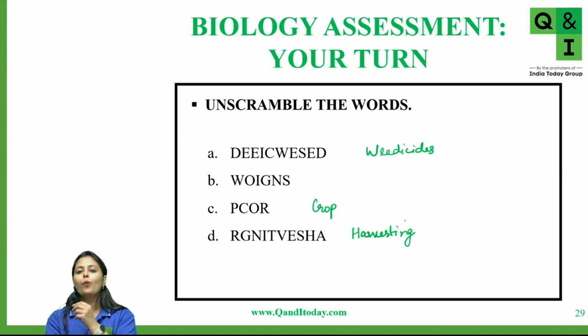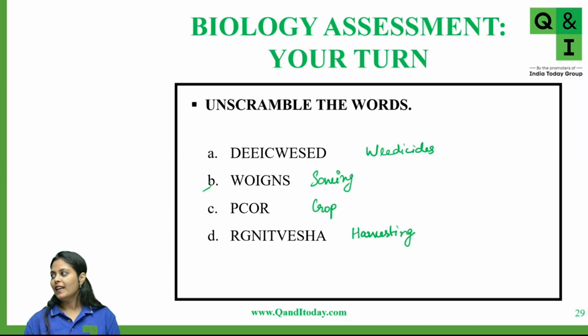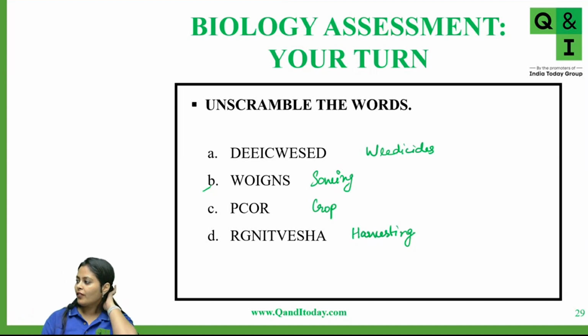And option number B. What's that? Very good, Anika. Very good, Venpa. Isabel. Very good. Very good, Chaitra. Chaitra has given the correct answer. Sowing. Yes. Option number B is sowing. Yes. Very good, everyone. Yes, Ishan also. Very good, everyone. So these are the words.